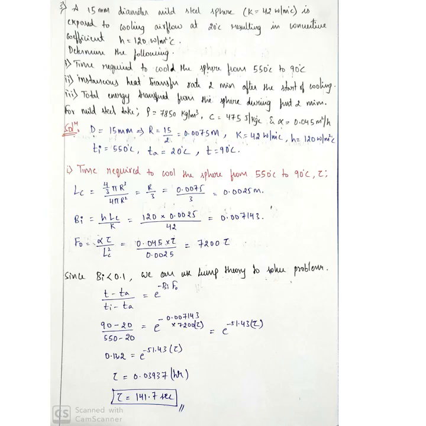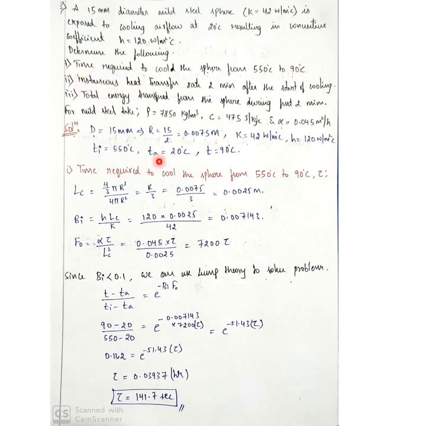Okay, so this is the next problem. A 15 mm diameter mild steel sphere is exposed to cooling airflow at 20 degrees Celsius. He has given that the ambient temperature, TA, is 20 degrees Celsius, resulting in a convective coefficient, H. He's asking to find the time required to cool the sphere from 550 to 90. 550 becomes the initial temperature of the sphere, Ti, and 90 becomes the present temperature of the sphere.